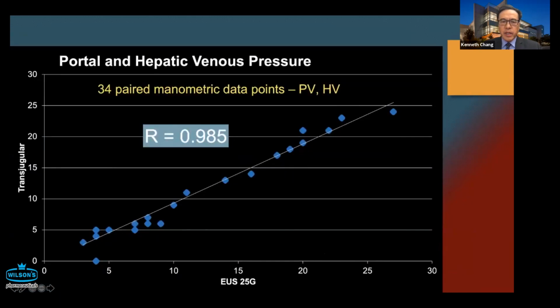We looked at the paired manometric data points, comparing the transjugular measurement and the EUS 25 gauge pressure measurement. You can see that point for point, the correlation coefficient was 0.985, which was nearly perfect.